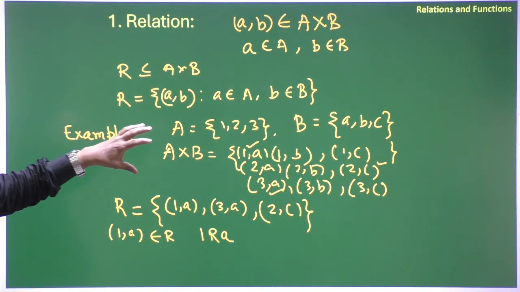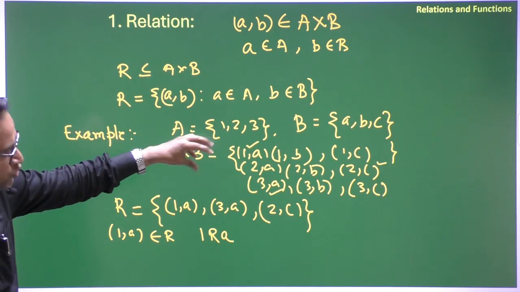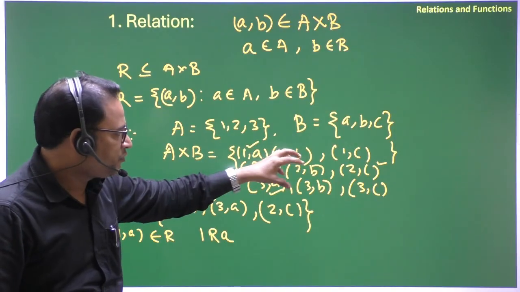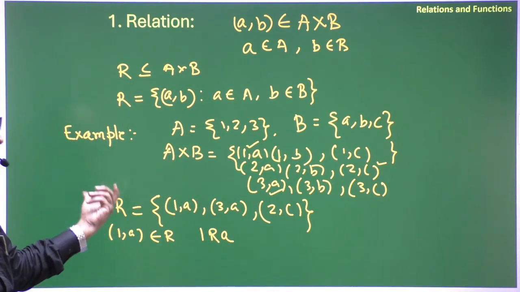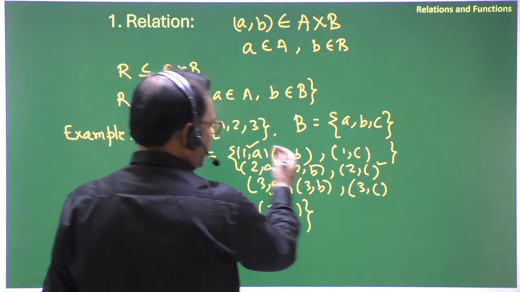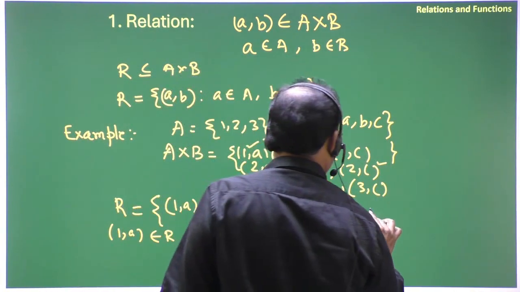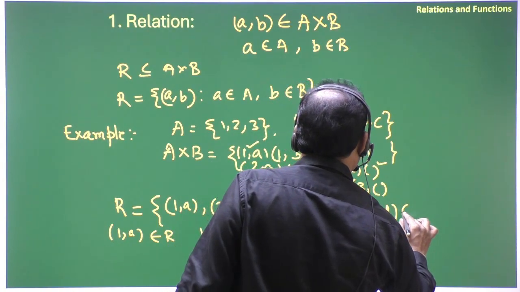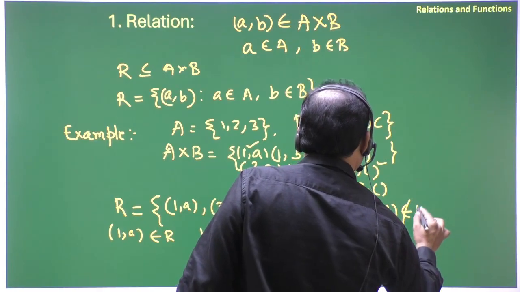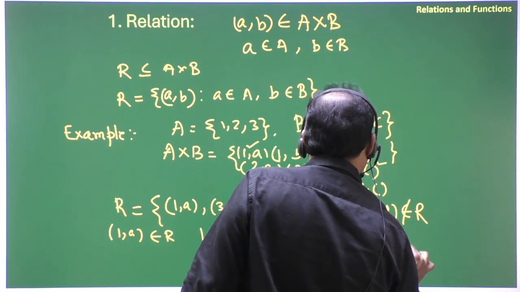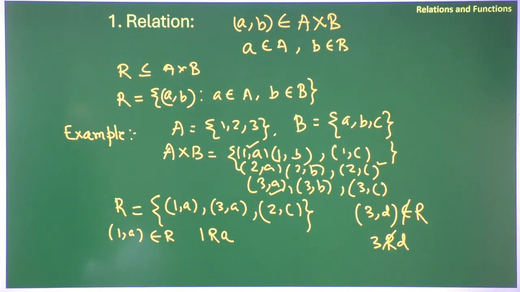So from the whole cross product A cross B, if you choose any elements from here, whatever is present in A cross B, this will form a relation. Suppose I take an element which is not present here, 3 comma d. Then you can write that 3 comma d is not an element of A cross B, so 3 comma d does not belong to R, or you can write that 3 is not related to d by the relation R. So this is the basic definition of a relation.